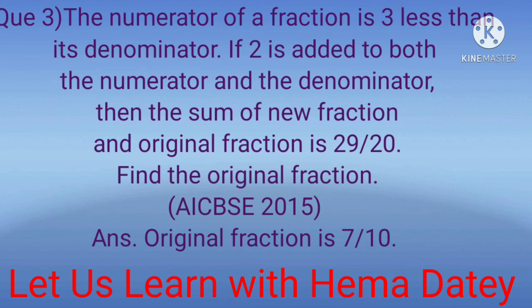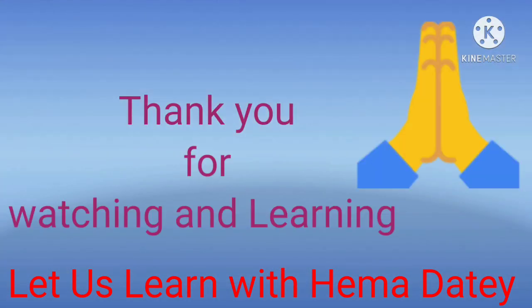Question number 3. The numerator of a fraction is 3 less than its denominator. If 2 is added to both the numerator and the denominator, then the sum of the new fraction and original fraction is 29 by 20. Find the original fraction.